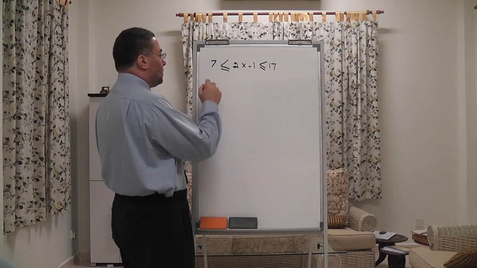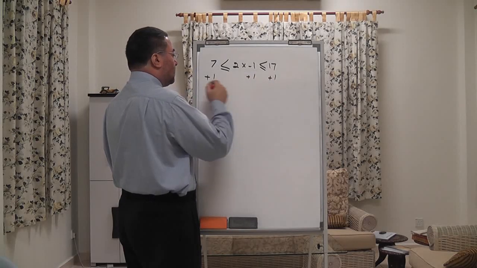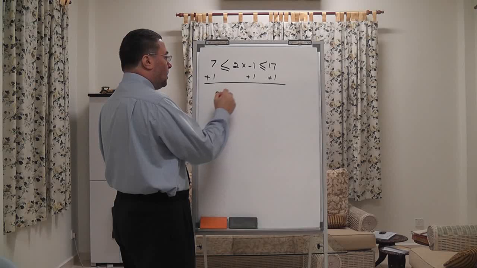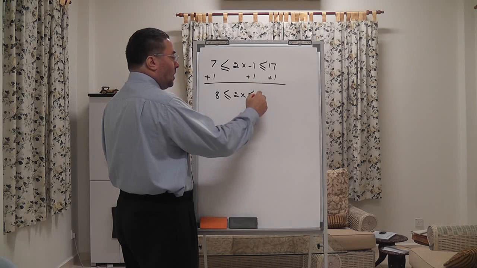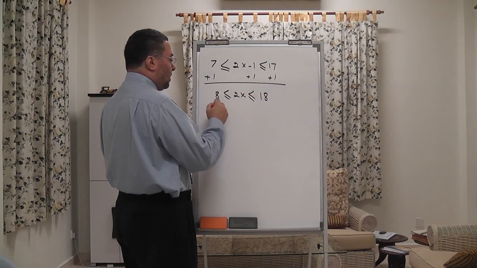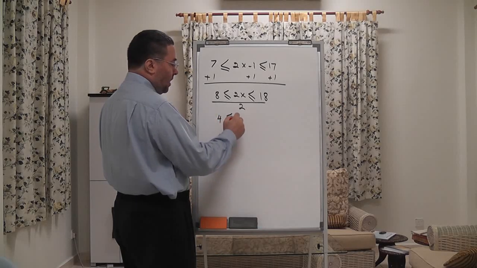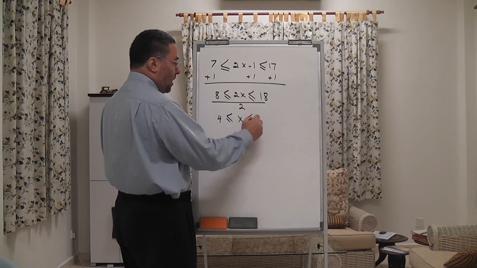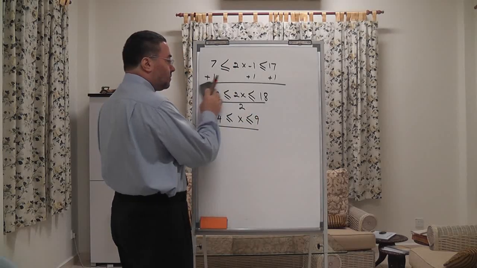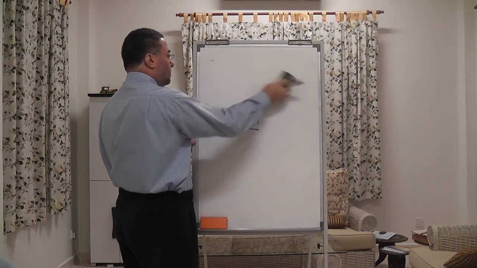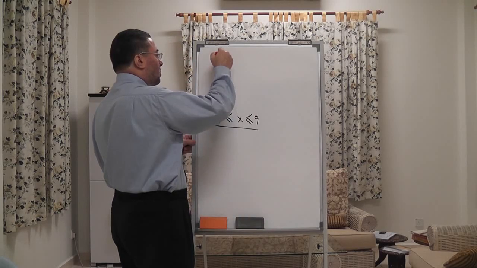Let's solve this first. We add 1 to all these quantities and we get 8 less than or equal to 2x less than or equal to 18, and we divide everything by 2 and we get 4 less than or equal to x less than or equal to 9. So this is the solution for this inequality. So we are going to put it on top.